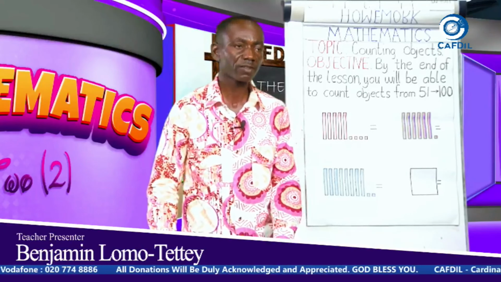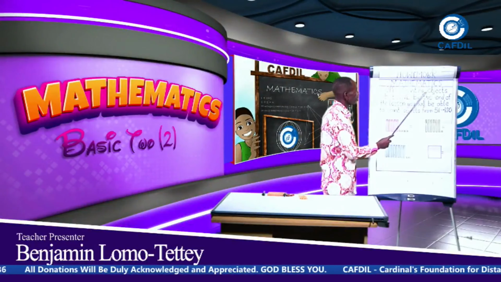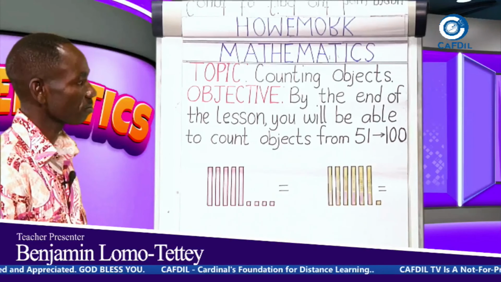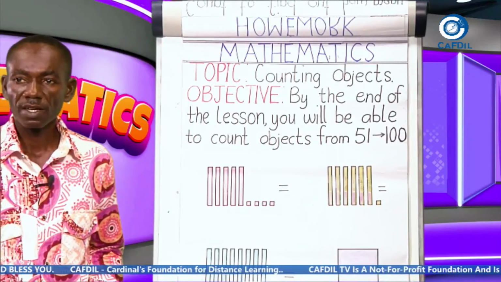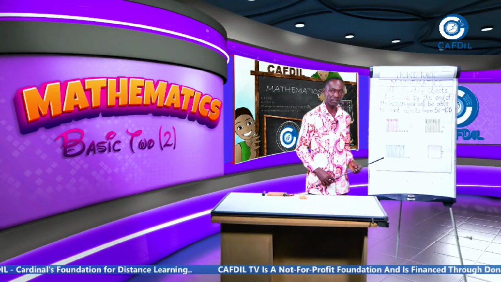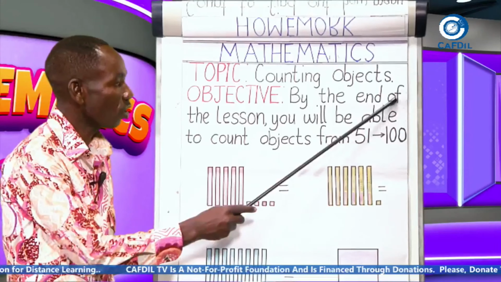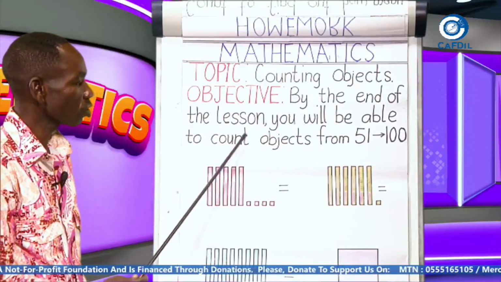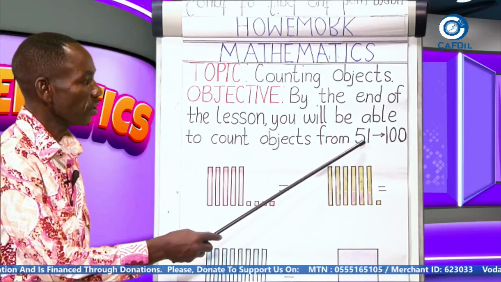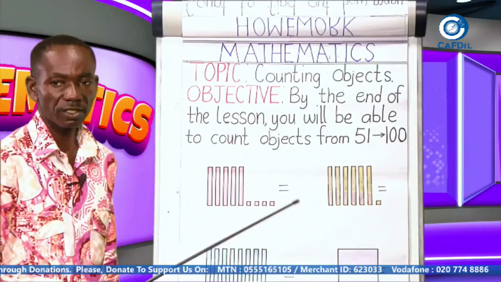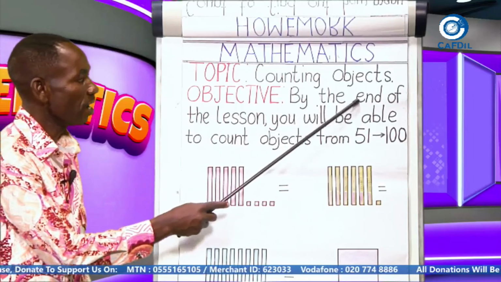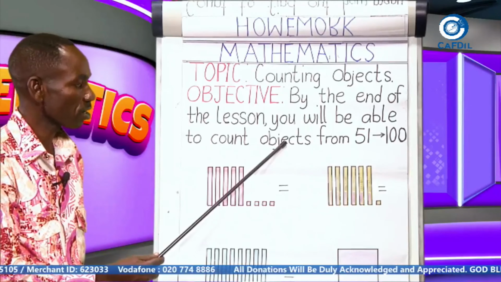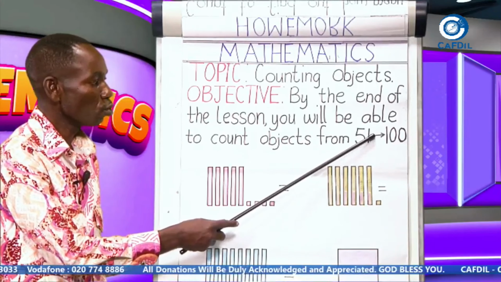Our topic is counting objects. Our objective is, by the end of the lesson, you will be able to count objects from 51 to 100.